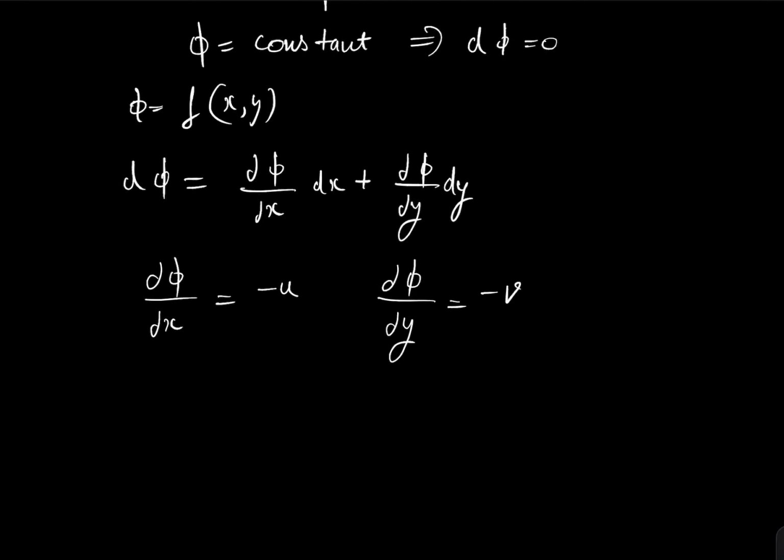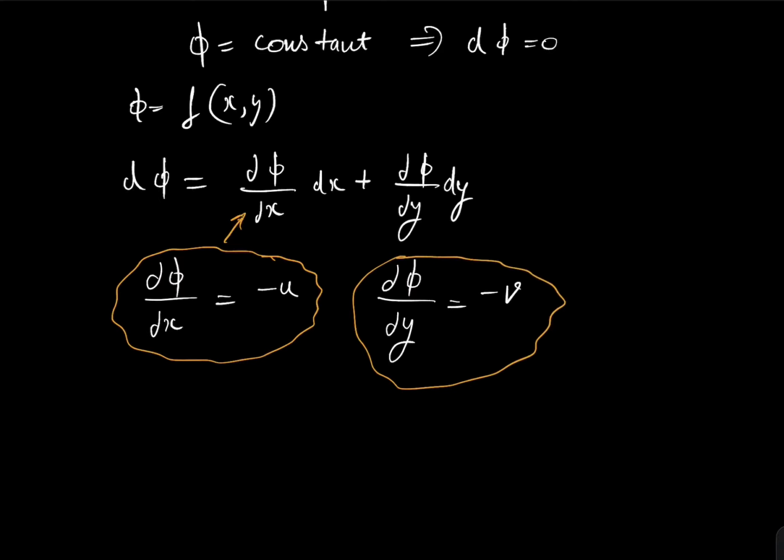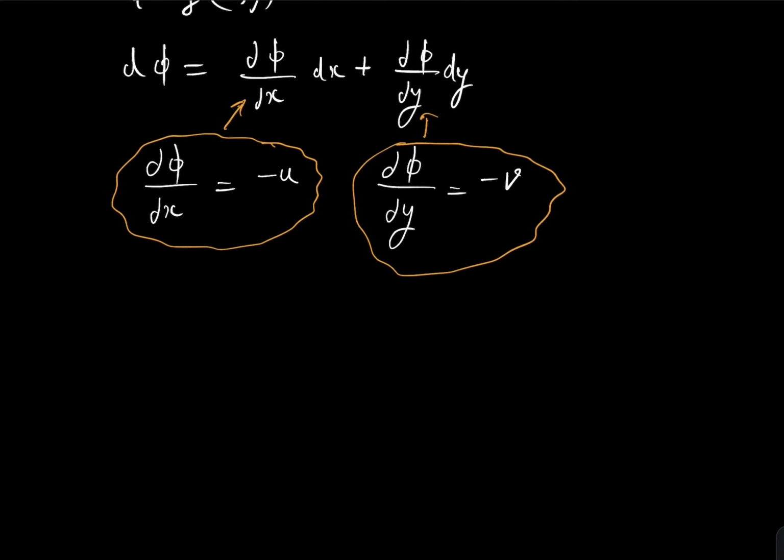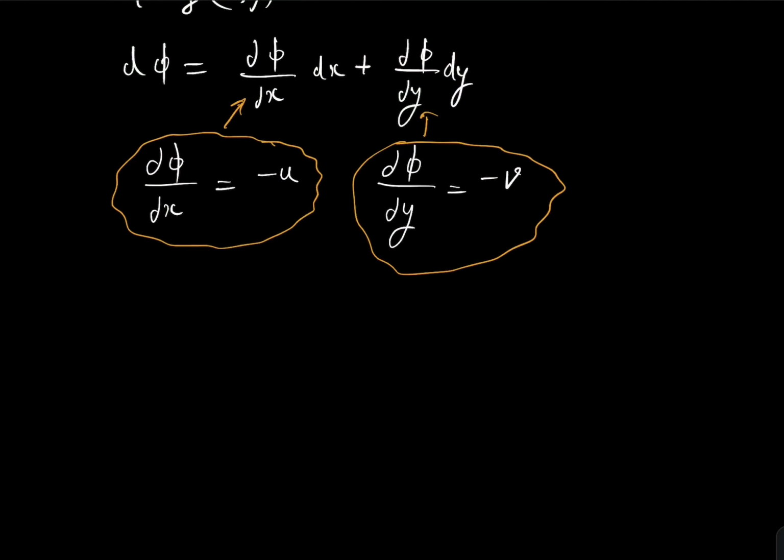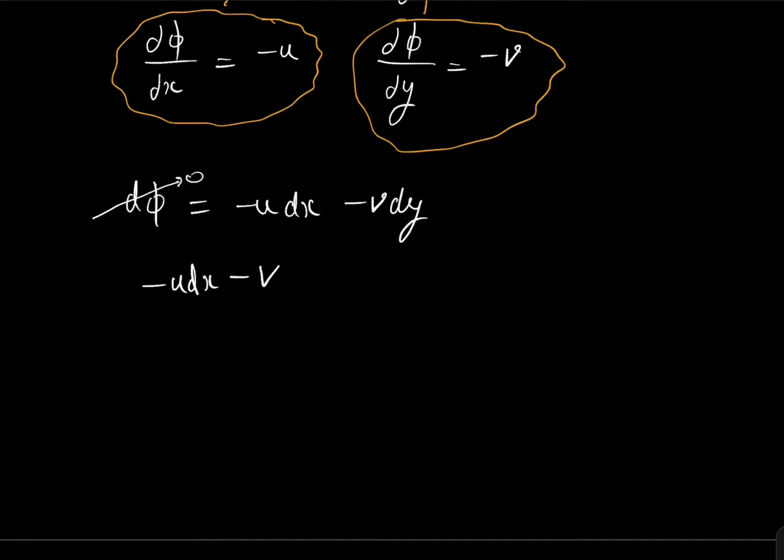So let's put these values, this value in this and this value here. When we put these values, what we will get? We will get d phi is equal to minus u dx minus v dy. Now for the equipotential line, d phi is equal to 0, so I can say minus u dx minus v dy is equal to 0.